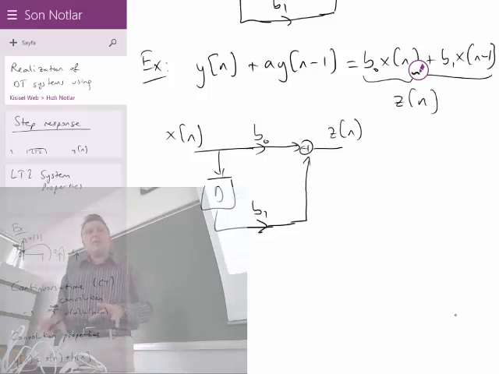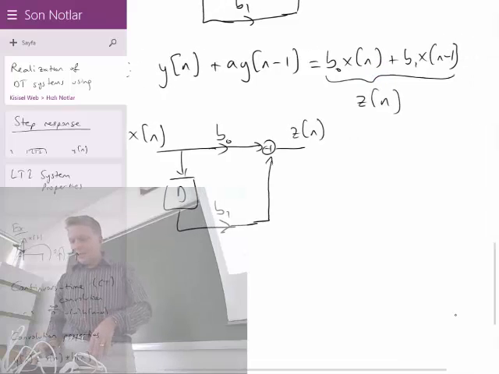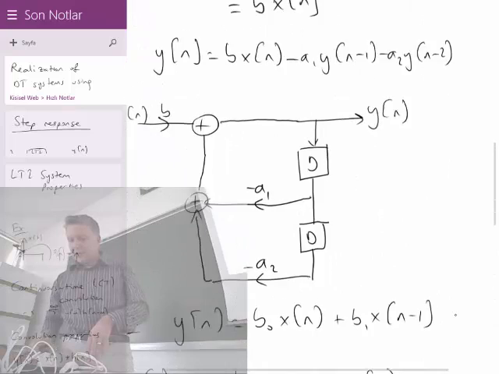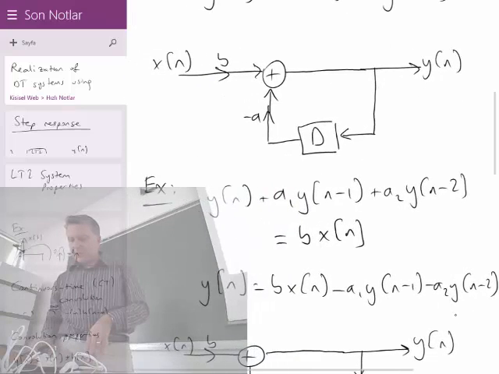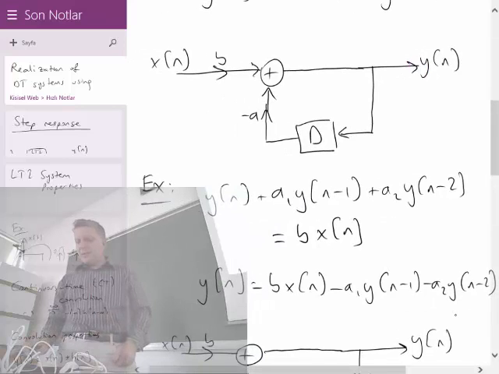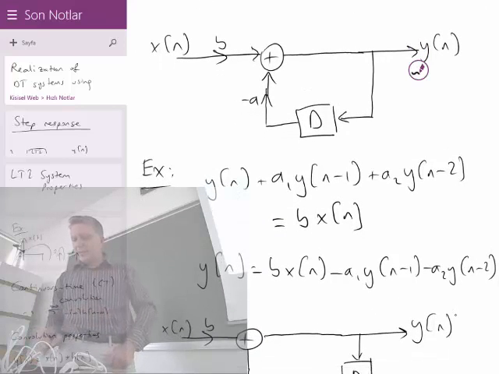Now this thing, this z of n, will be the input to this system to produce y of n. And how did we do that? Let's look at the first example here. Okay, the output is here, and there is a feedback coming down with a delay and scaled by minus a. So let's do it like that.